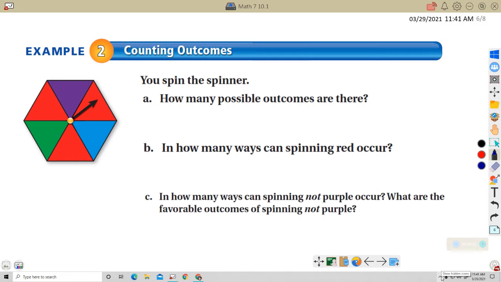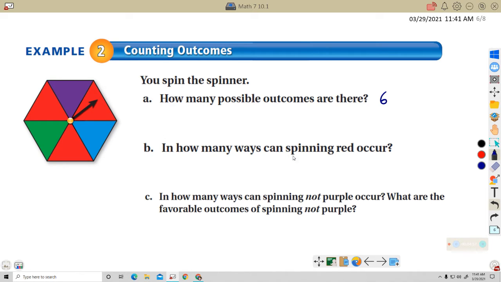Okay, so let's take a look at this next example here. You spin the spinner. How many possible outcomes are there? This is where you might get a little confused, because you might count the colors and say there's 4 outcomes. Really, there are 6 positions where the spinner can land. So there are 6 possible outcomes. And that's kind of an important distinction. It's the ending position of whatever you're testing. There are 6 possible outcomes here.